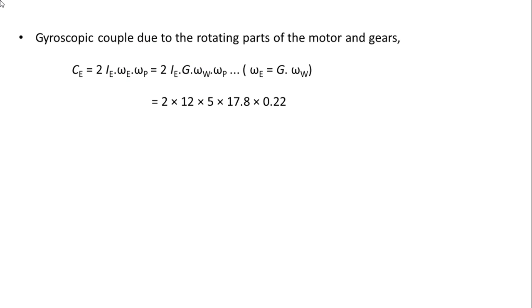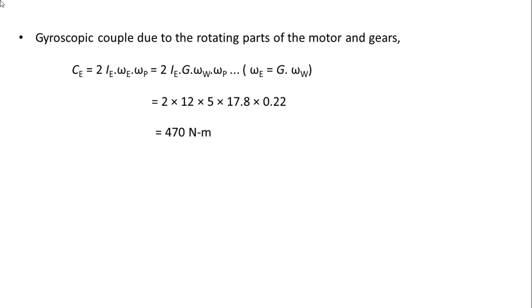So that is 2 times 12 kilogram meter square, the moment of inertia of one set of motor and gears. There are two such motors, multiplied by 5, the gear ratio, and 17.8, the wheel angular velocity. Omega precession is again the same for both the engine as well as the wheels. So now that gives me 470 Newton meter.